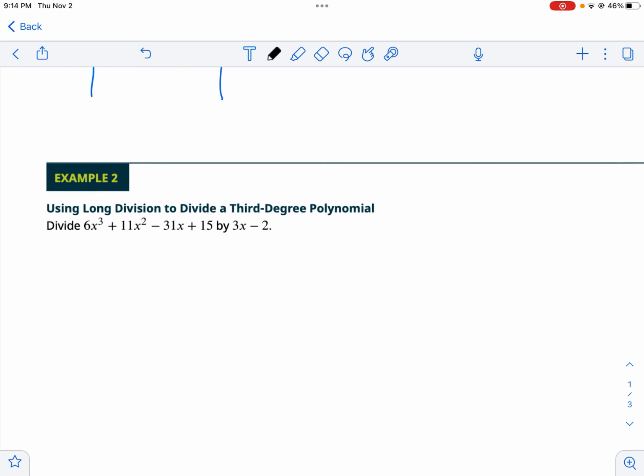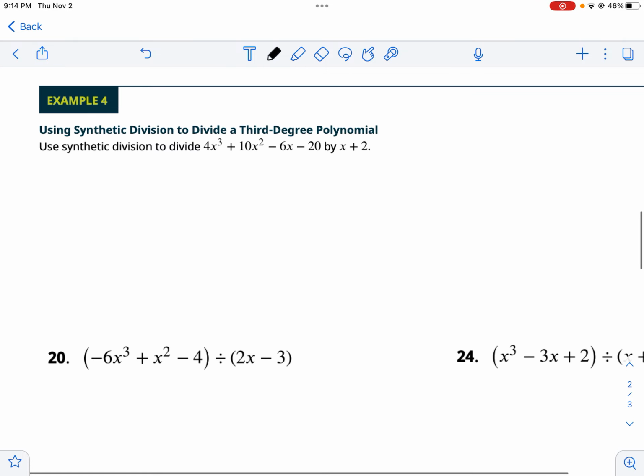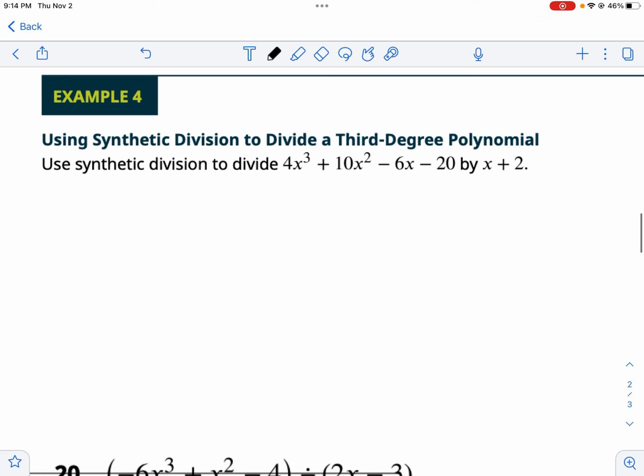I want to show you a synthetic division problem. So synthetic division, same thing. You've got two things here. So you've got to use this one, but we're only going to use the number. The idea is we can do this without having any x's in there. So you have your 2 here. And then you have your 4, your 10, negative 6, negative 20.